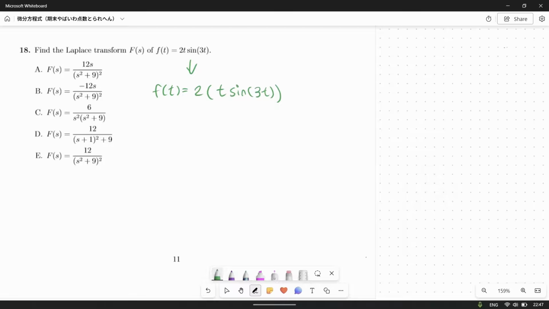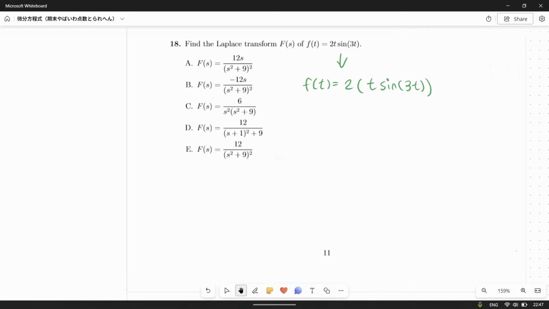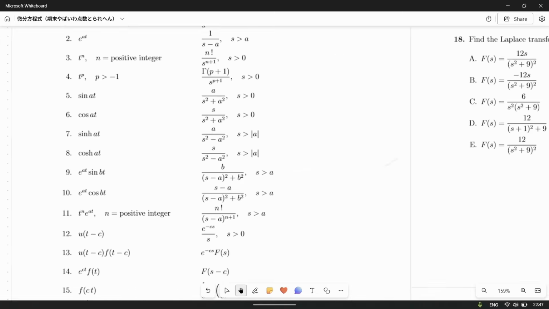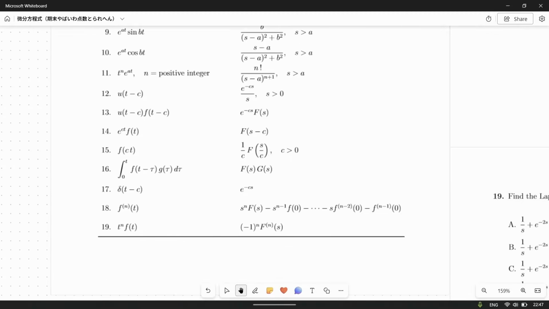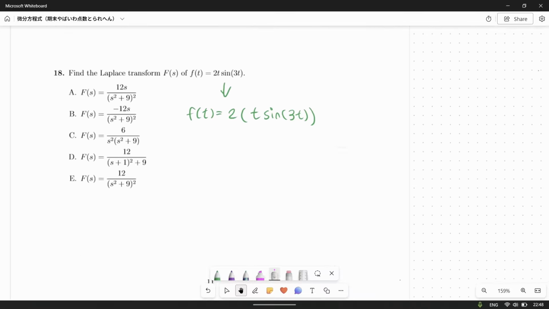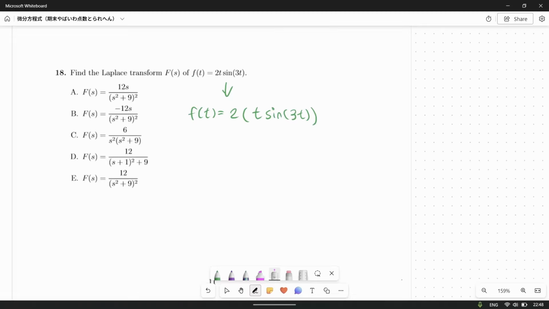And so that's why I took out the 2, because now you can more clearly see that we're dealing with a case where our function takes the form of, looking at our Laplace transform table here, it resembles this case at the very bottom. So scenario number 19 here, t to the n times f of t. I know that the question says that f of t is equal to 2t sine of 3t, but in reality, the way you should look at this question is that f of t is actually just going to be this sine of 3t term. So this is going to be f of t.